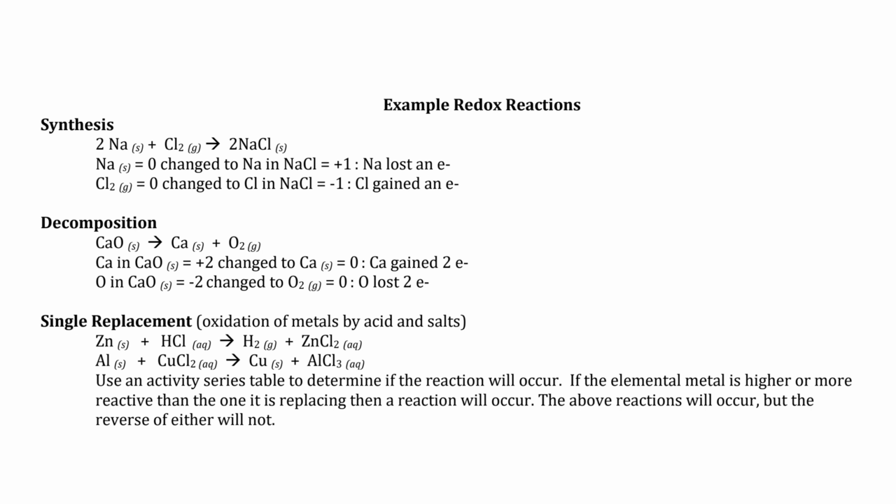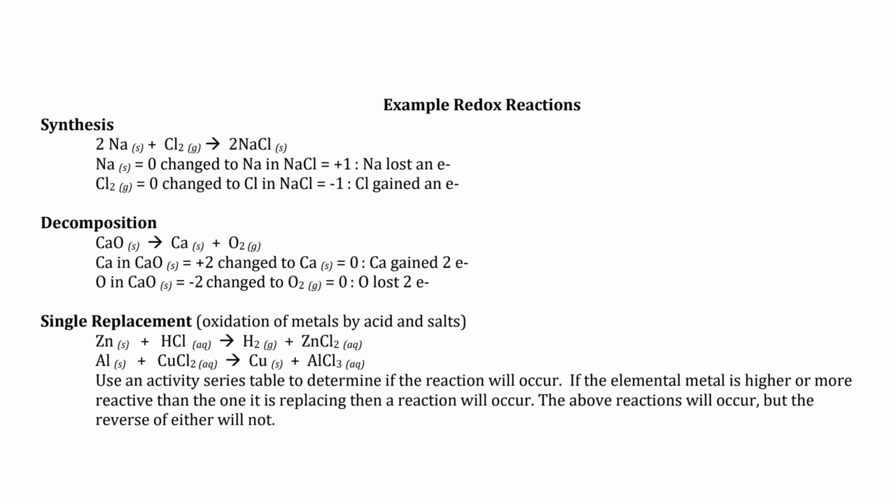Decomposition and single replacement, you can see these, review these. So calcium oxide produces calcium and O2. Calcium is 2+ and oxygen is 2- in calcium oxide. So they both go to 0. 2+ becomes 0 for calcium. That means it gained 2 electrons. So that's reduction. Oxygen is -2 and it lost 2 electrons to be 0. So that's going to be oxidation.